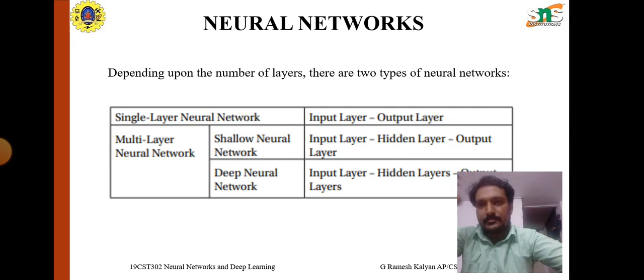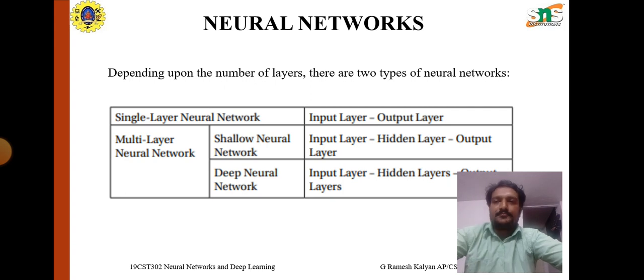So this is the classification or tabulation of single layer and multi-layer neural networks. In a single layer network we have one input layer and one output layer, and multi-layer networks are of two types. One is the shallow neural network and the other one is the deep neural network. The shallow neural network has one input layer, one hidden layer and one output layer. And the deep neural network has one input layer, multiple hidden layers and one output layer.